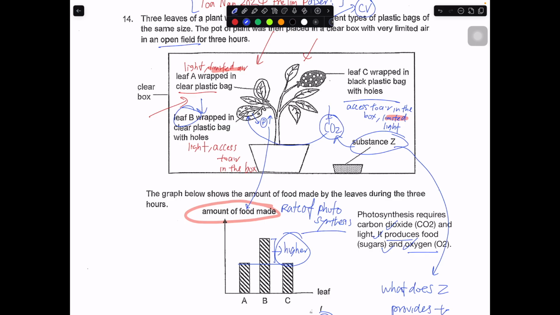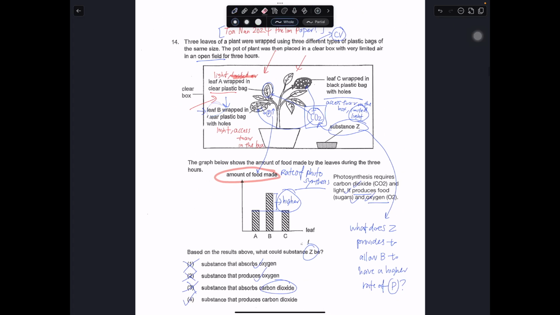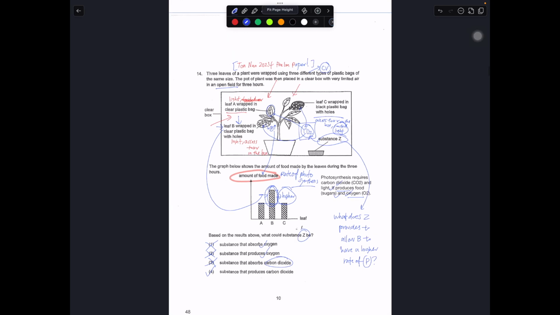Although C has holes, carbon dioxide can enter in, but it has limited amount of light. So it will not allow C to have a higher rate of photosynthesis. And for A, the plastic bag is wrapped, so the carbon dioxide cannot enter, which does not allow A to have access to the additional carbon dioxide that is produced by substance Z. So the most likely one that could have used this additional carbon dioxide that's produced by Z should be B, which reflects the result of having a higher rate of photosynthesis. So therefore, the answer must be number 4.